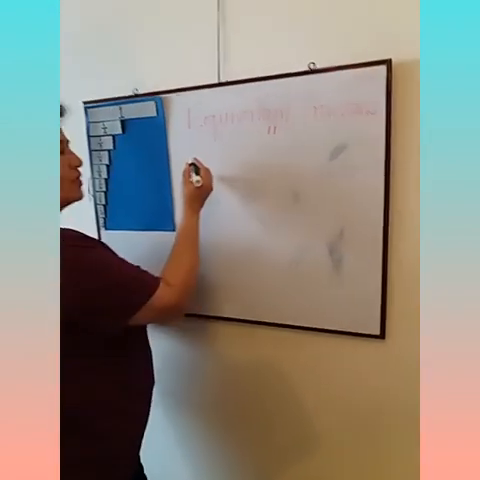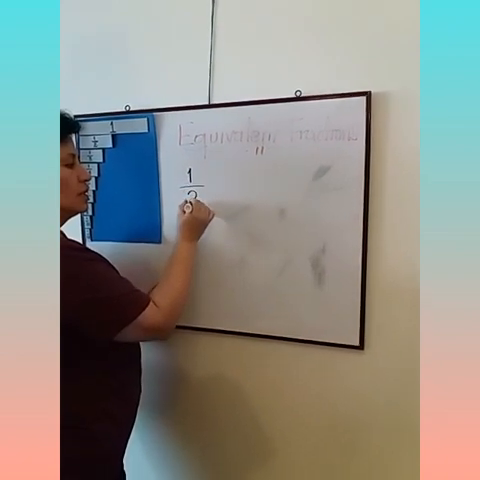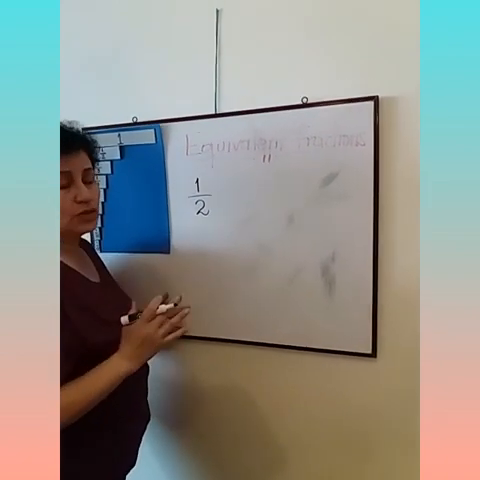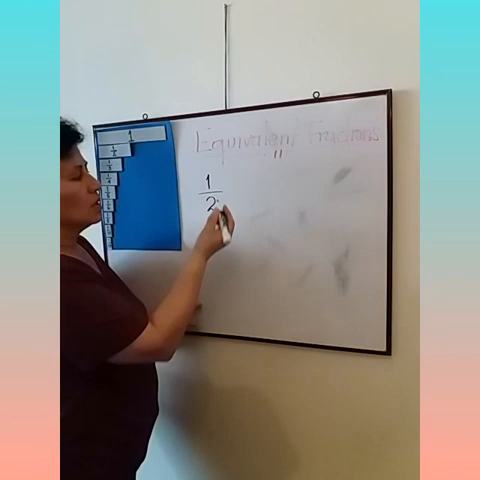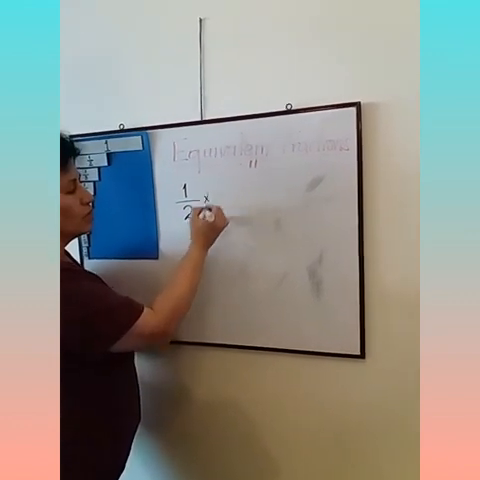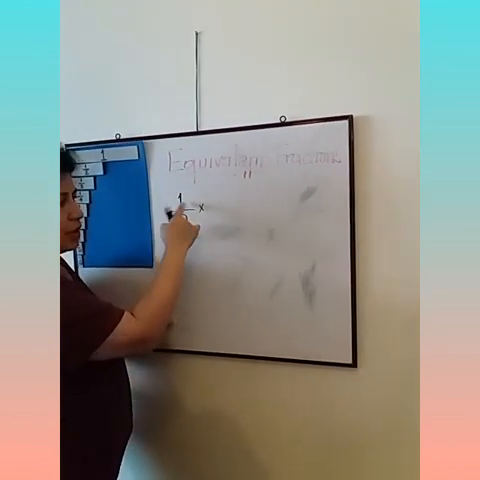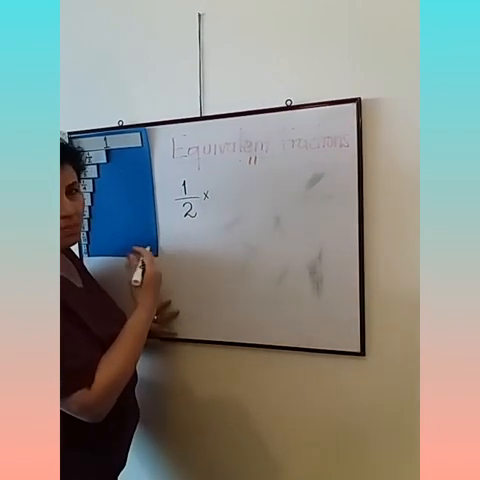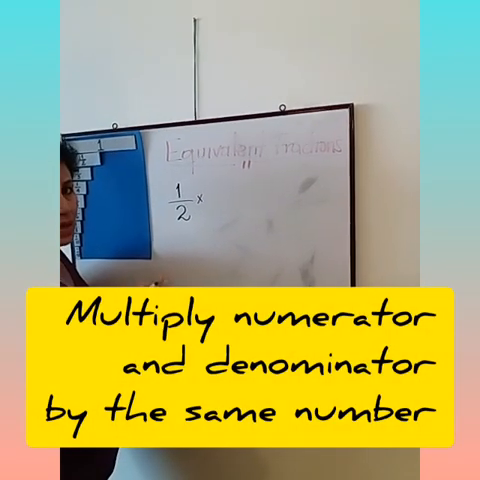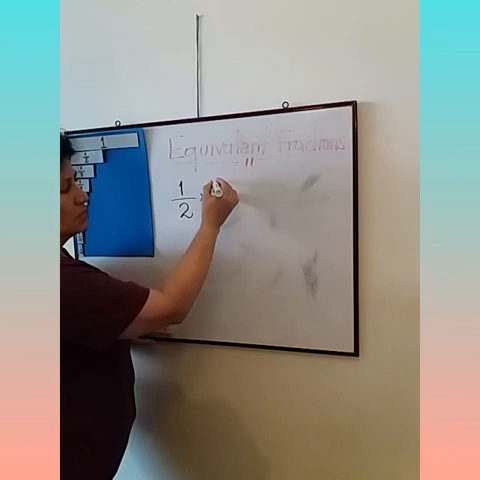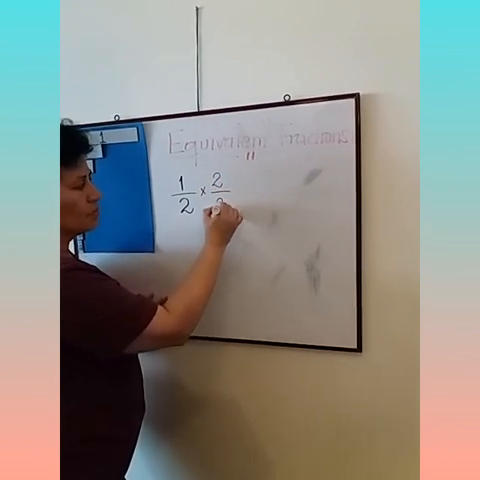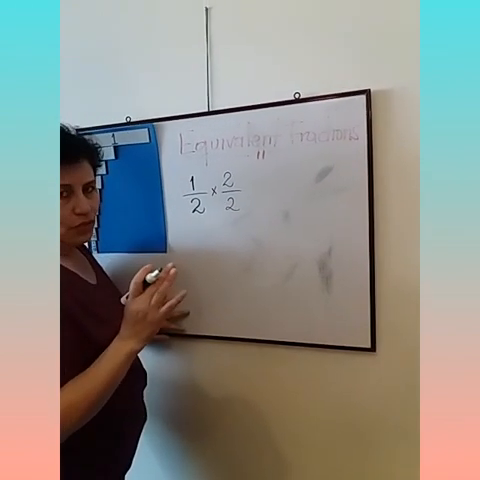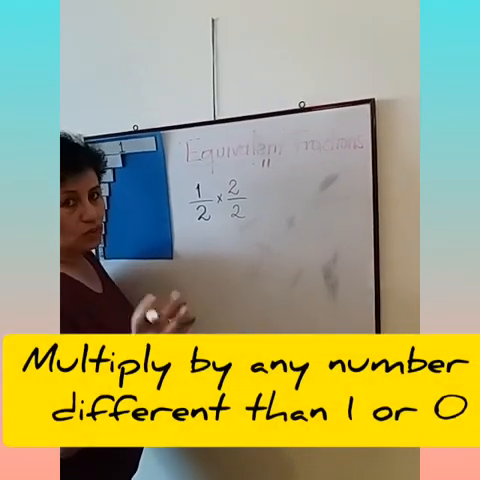So if I have one fraction that is 1/2 and I want to find an equivalent fraction, what I'm going to do is to multiply the numerator and the denominator by the same number. What number? You decide. Let's start with the 2. You decide, but obviously pay attention that it's not 1 or 0.